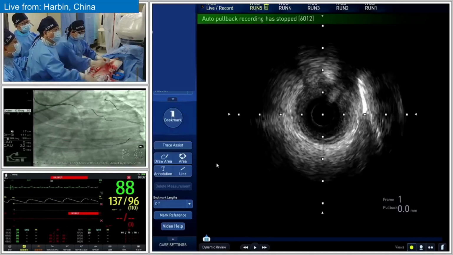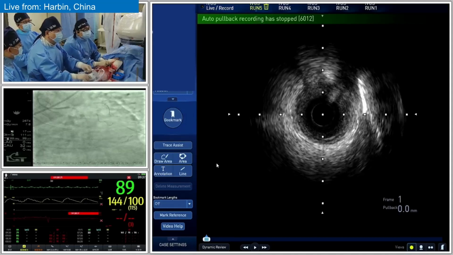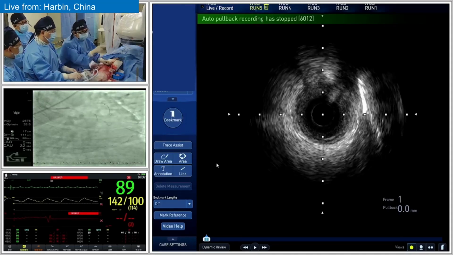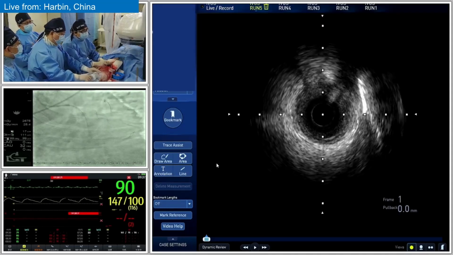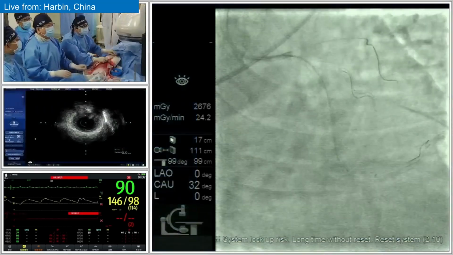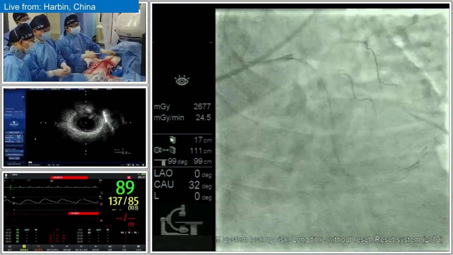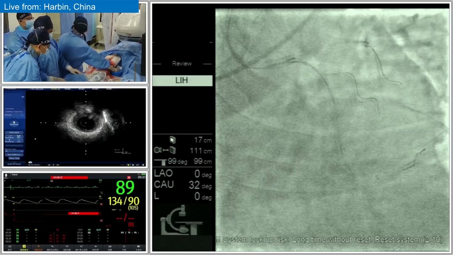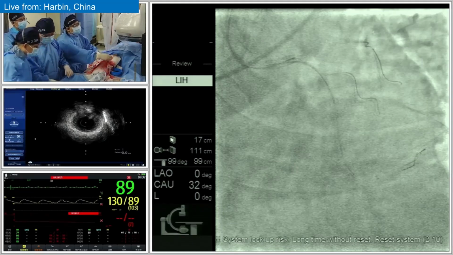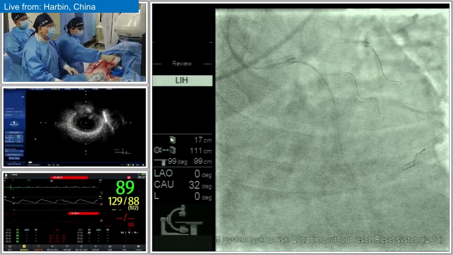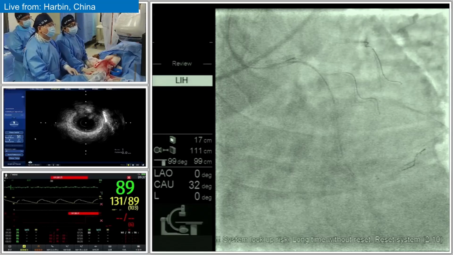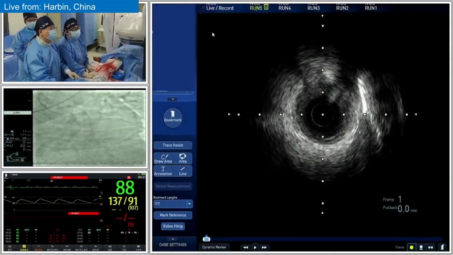Okay. I think for this lesion, if we could put stents, this patient may benefit more from stenting. Dr. Wang, I'm here. Can you review the image? Okay.